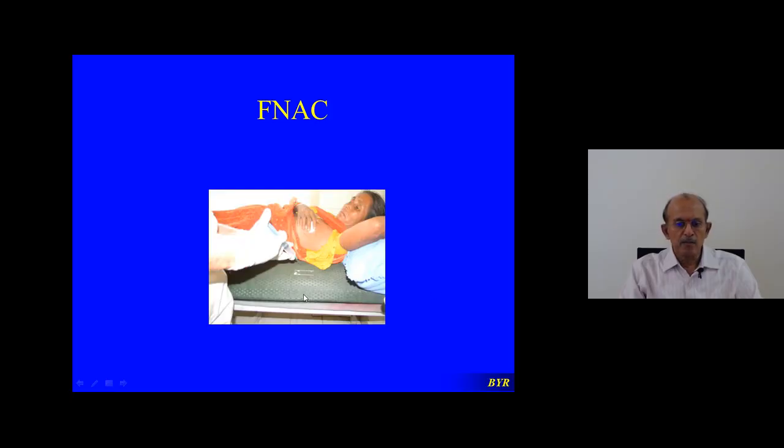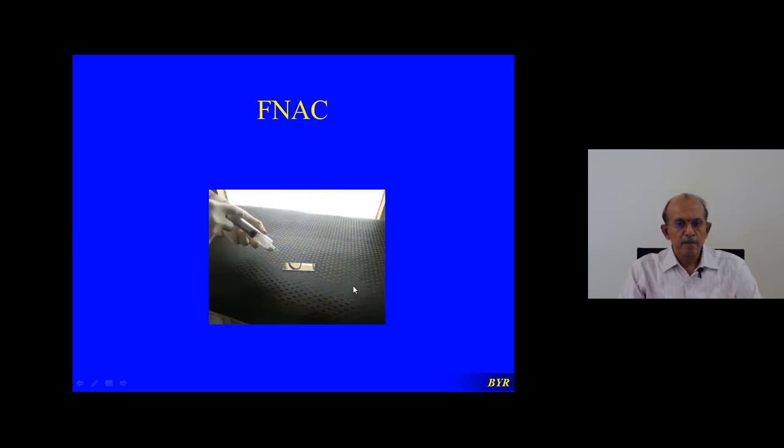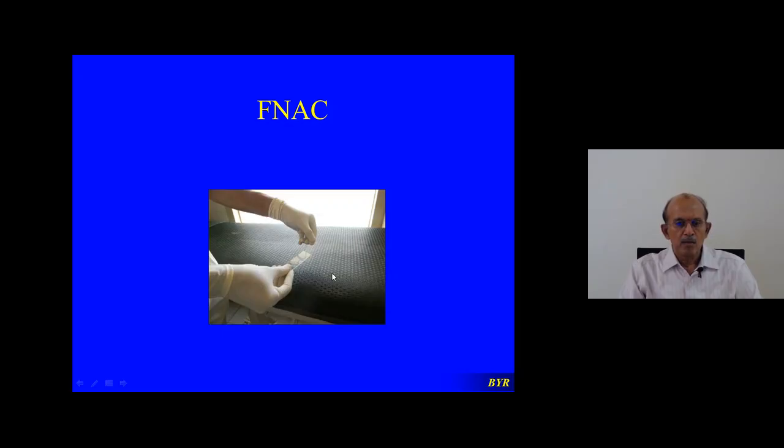After aspiration, you won't get much fluid. If it is a cyst, you will get a lot of fluid. If it is a solid lesion, you just get 3 or 4 or 5 drops of fluid. So these drops of fluid, you must squirt onto a glass slide like this. So you push them onto the glass slide. Then you take another glass slide. With that, you make a smear.